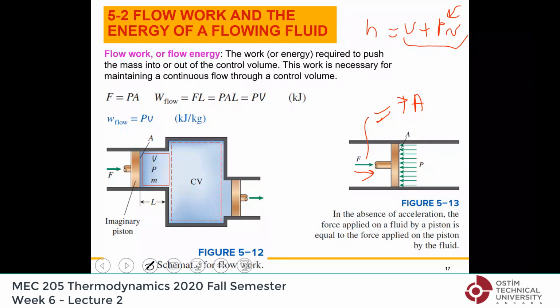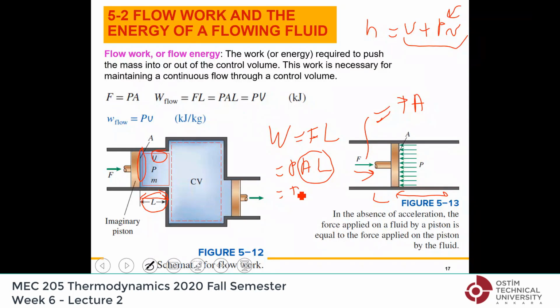And what is the flow work? Flow work. The work is force times distance, which is L. Let's say this goes through a distance L. Okay, this L here. And this work is pressure times area times L. But this cross-sectional area A times this distance is equal to this volume, as you see here. So it is P capital V.